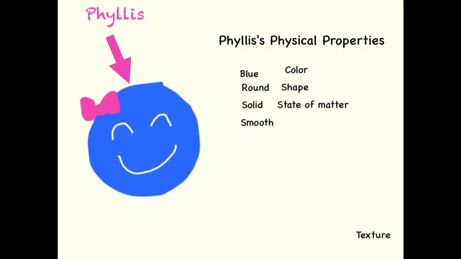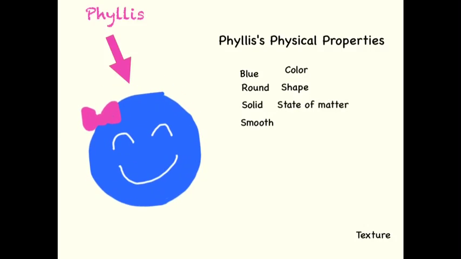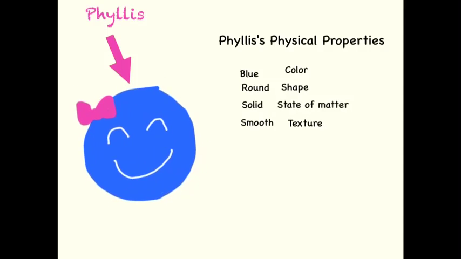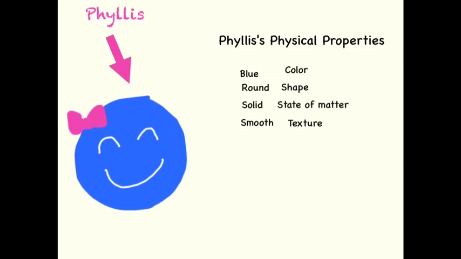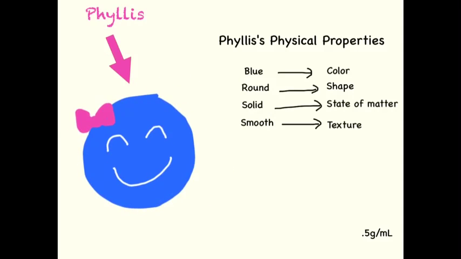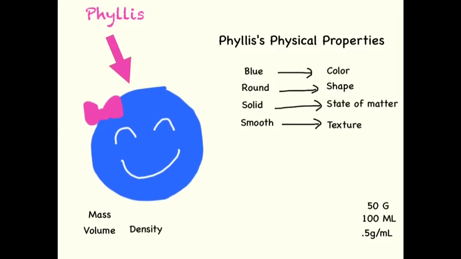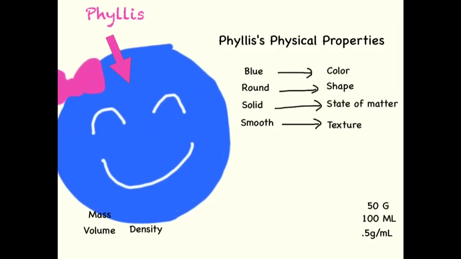She's not a liquid because she can hold her own shape. Her skin is smooth, and that would be her texture. Her skin is as smooth as the surface of a rubber. Color, shape, state of matter, and texture are the things that you can easily see with your eyes.